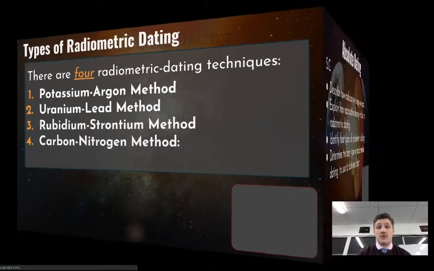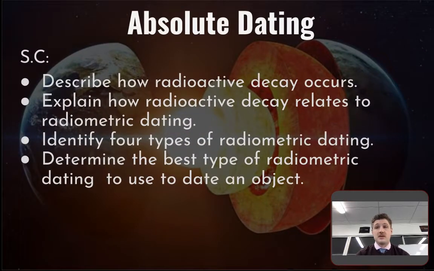So what have we learned about today? Going back to this slide here, we now hopefully can describe radioactive decay and how it occurs. We can explain how this relates to dating methods for rocks, and we can identify the 4 main types and what objects to use those on to date them.